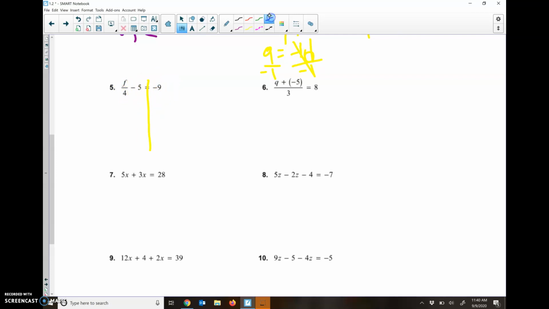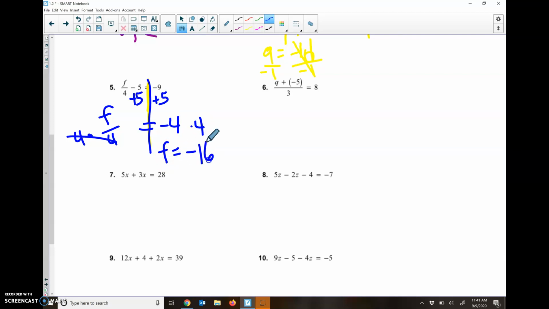Draw my line down the equal sign. Let me switch pen colors too. Okay, so it's a -5, so I'm going to add 5 to both sides. So I have f over 4. -9 plus 5 is a -4. So f divided by 4, the opposite of divided by 4, is times by 4. And -4 times 4 is -16.